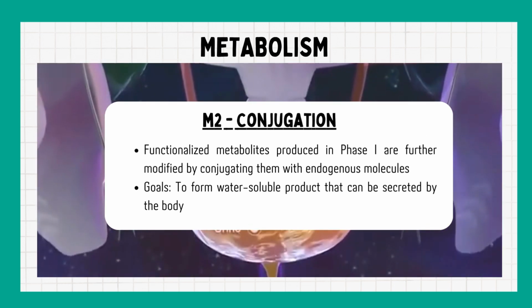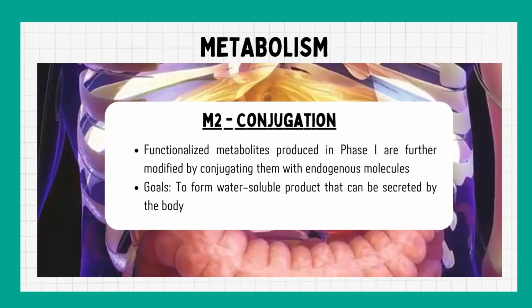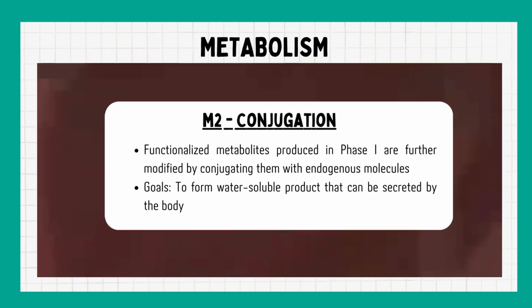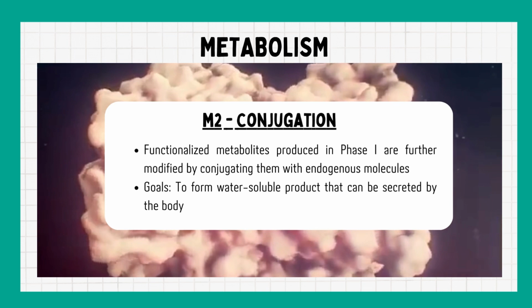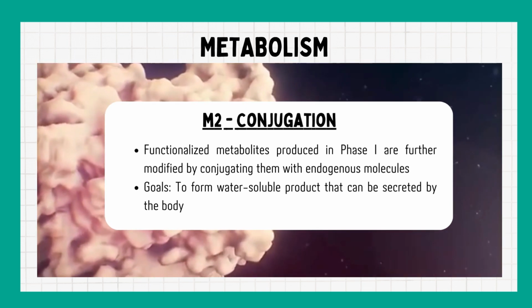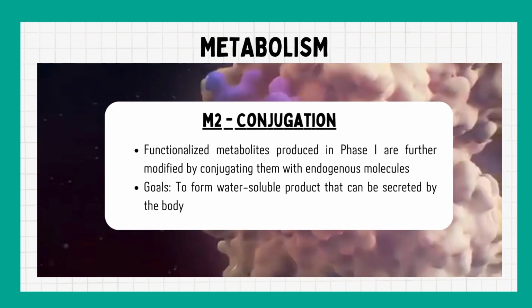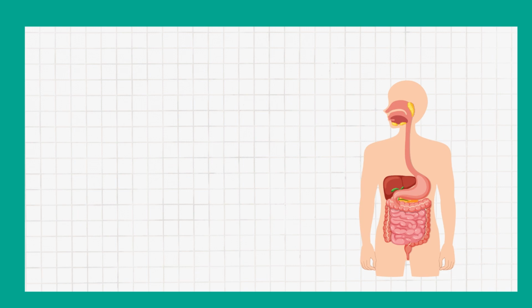By adding a water-soluble group to the original compound, conjugation reactions increase its polarity, making it easier for the kidneys or liver to filter it out of the bloodstream and excrete it. So overall, conjugation reactions play a crucial role in the detoxification and elimination of antibiotics, or we call them foreign substances, and metabolic waste products from the body, contributing to the maintenance of homeostasis and overall health.